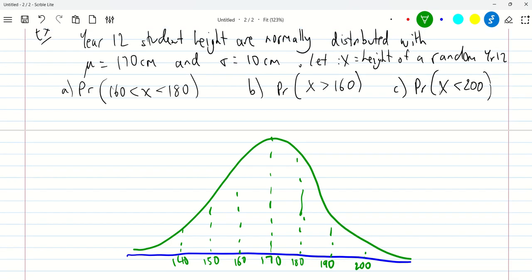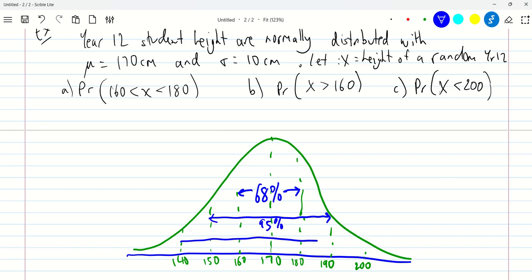And I know that in there it's going to be 68% from there to there, 95% from there to there, and 99.7% from there to there. Okay, so hopefully that makes sense with what's going on here.